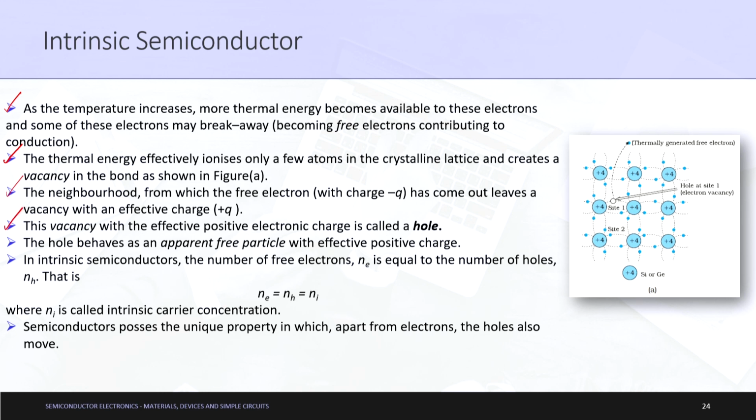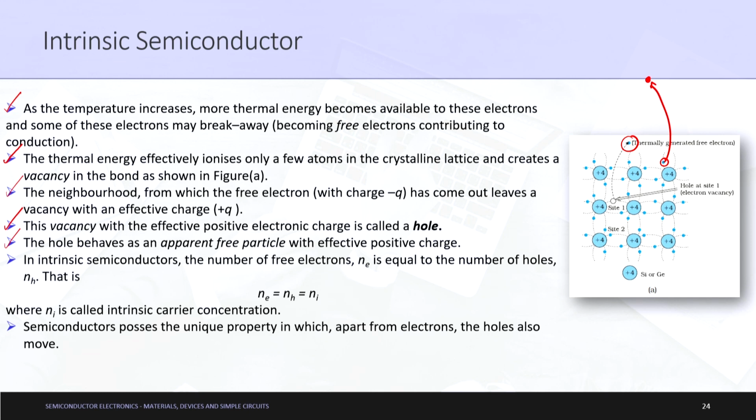The hole behaves as an apparent free particle with effective positive charge. So I explained, basically there is plus q here, therefore this has a positive charge. In intrinsic semiconductors, the number of free electrons Ne is equal to the number of holes, quite evident. So let us say this also gets excited, therefore the number of electrons excited is 2, and the number of holes created is also 2. Therefore Ne is equal to the number of holes.